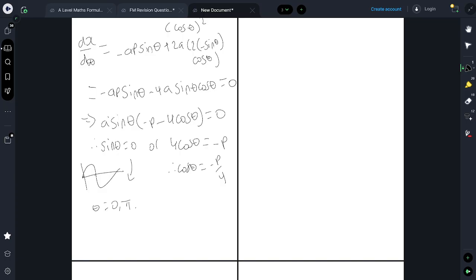And it's told us there are exactly 4 points. So there are 4 solutions. So two solutions from sine theta is equal to 0. And there are 4 solutions in total.